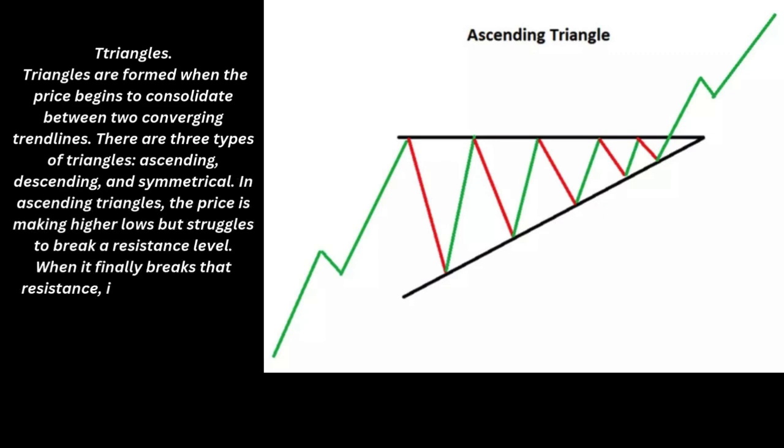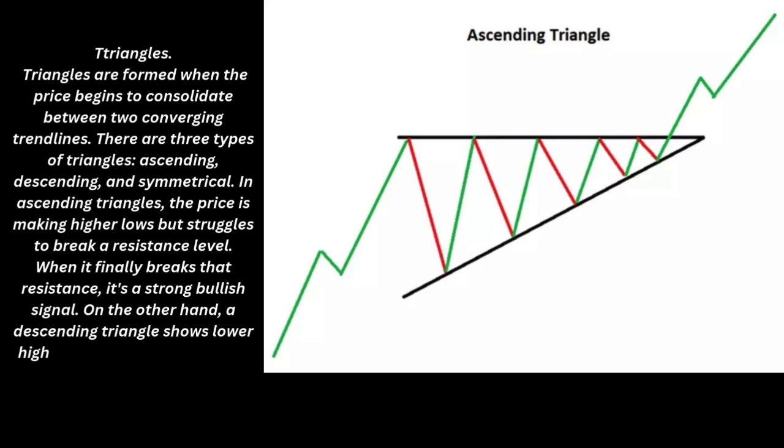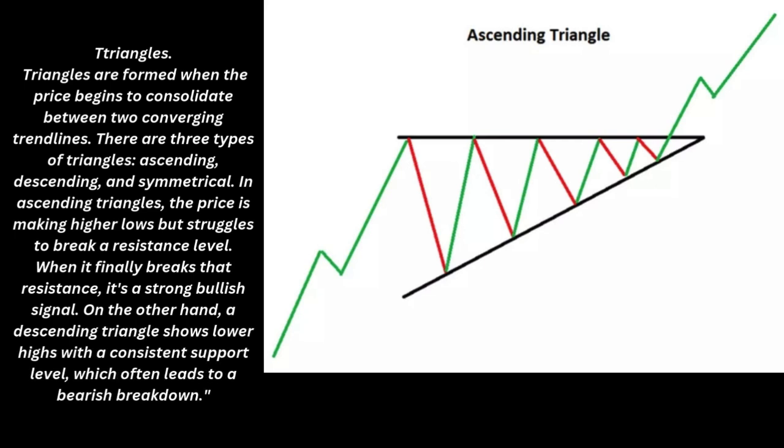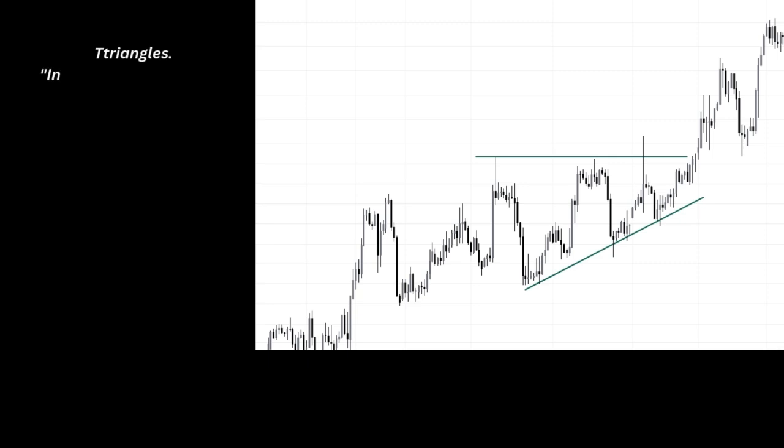In this chart, we have an ascending triangle where the stock keeps hitting a resistance level but making higher lows. Once the stock breaks that resistance, it sees a significant move upward.